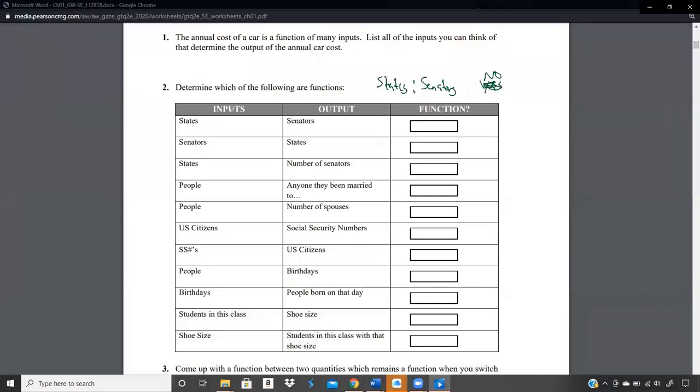Now, there is one thing I want to mention about the senators. We're talking about the number of senators to a state. So this is the question you need to be asking yourself. Where's my text? Here we go. For number 2, you should be asking yourself, are there more than one answer in the output?